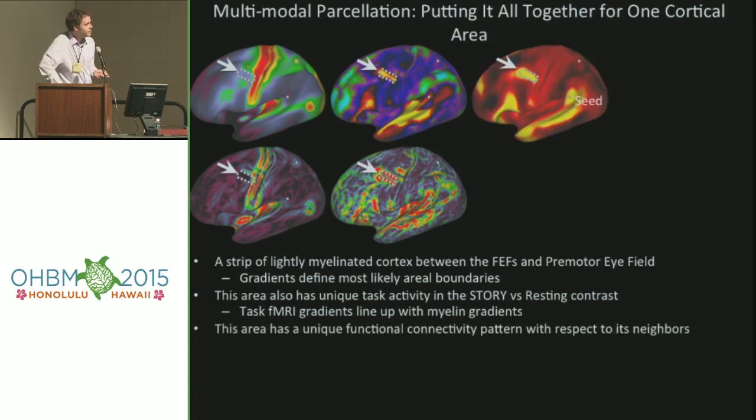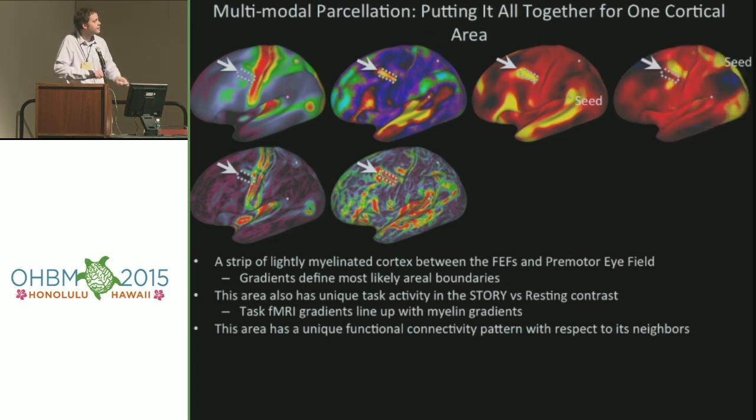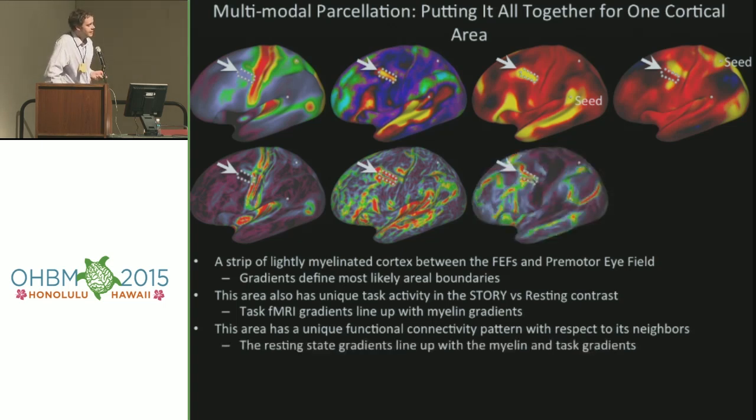What about connectivity? Well, we could put a seed down here in another part of this task activation network, and we've got unique functional connectivity to that location. But if we put a seed in a different area, here, this heavily myelinated spot in the IPS, we get a very different pattern of functional connectivity, basically an absence of connectivity. So not surprisingly, the functional connectivity gradients are very strong in this location, and they line up with the myelin and task gradients.